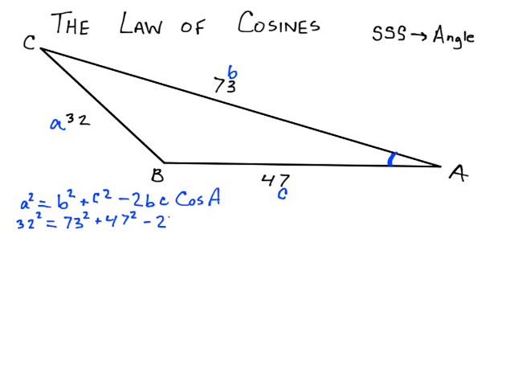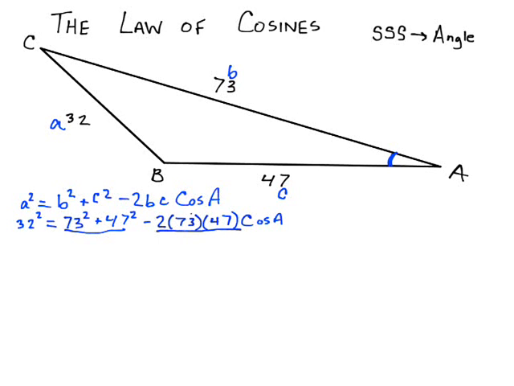minus 2 times 73 times 47 times the cosine of A. When we do this, it's important to remember that this part, the 2 times 73 times 47, is something that we're multiplying by the cosine of A. It's attached to it with multiplication right here. So we're not going to do this and then subtract. We have to do something different to get this by itself.